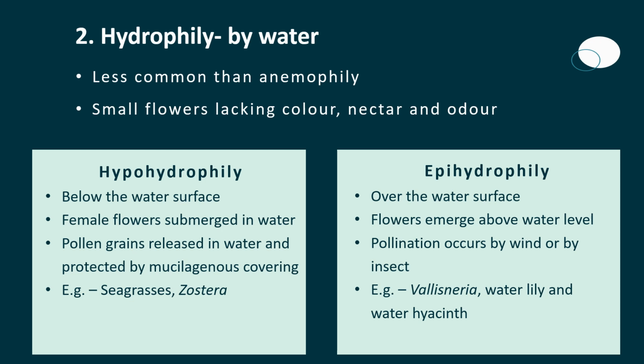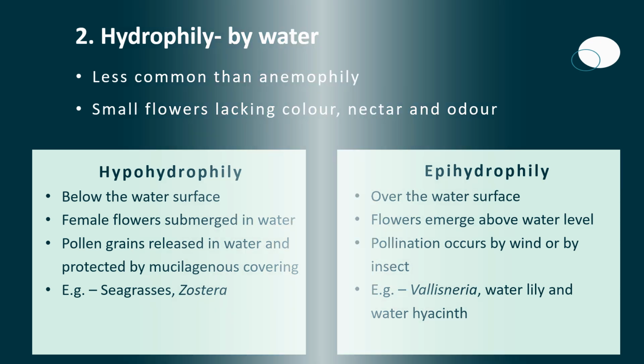On the contrary, epihydrophily is pollination over the water surface. In the majority of the aquatic plants, flowers will emerge above water level and pollination will take place through wind or by insects. These are observed in Vallisneria, water lily, and water hyacinth.